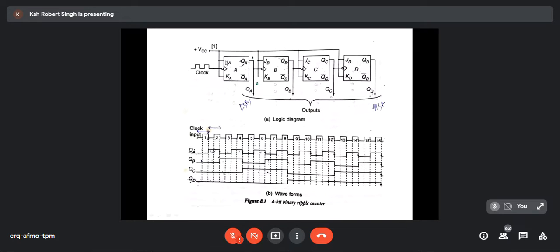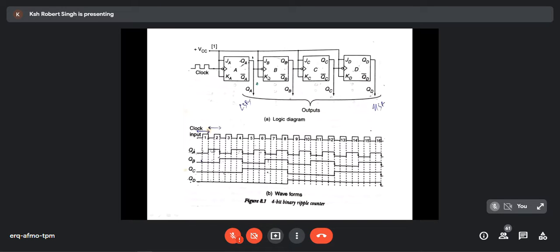When J is 1 and K is 1, the output toggles. All four outputs will toggle. You can see that you are giving a clock pulse, and there is one bubble. This indicates that it's a negative edge trigger. As I said, if there is a bubble, it should be negative edge. And we don't have any clock here.